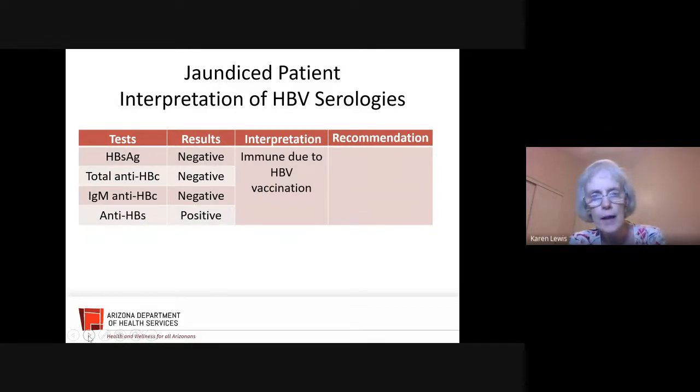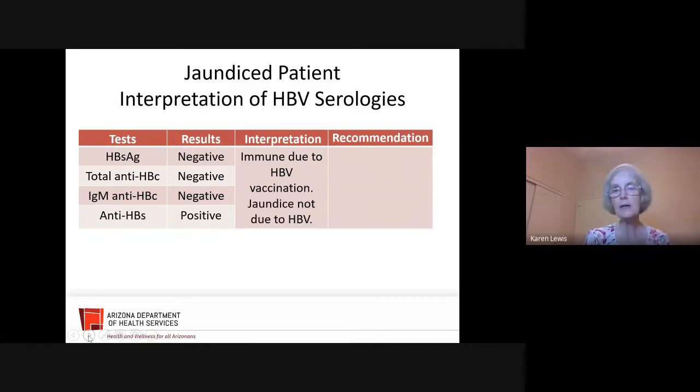They're immune due to hepatitis B vaccination. Why do I say that? Because they've never been infected with hepatitis B. Why do I say that? Because they have no antibodies to core antigen. They're not infectious because their surface antigen is negative. They're not acutely infected because not only is surface antigen negative, but the IgM antibody to the core antigen is negative. And it's not hepatitis B because they have protective antibodies to hepatitis B.